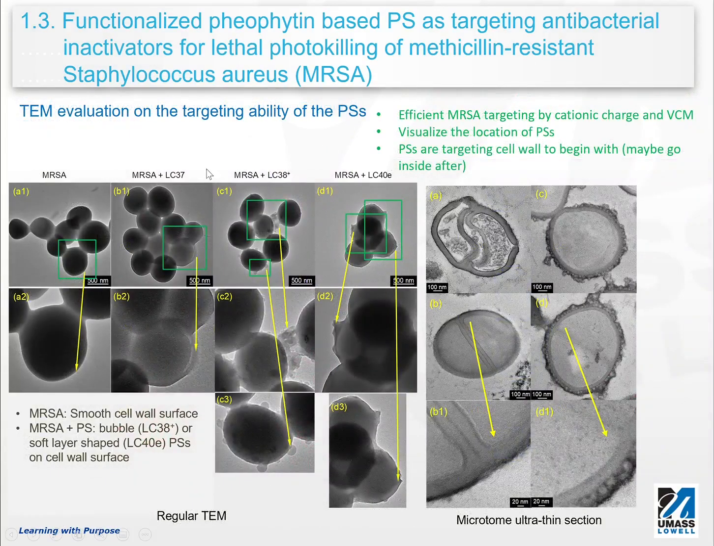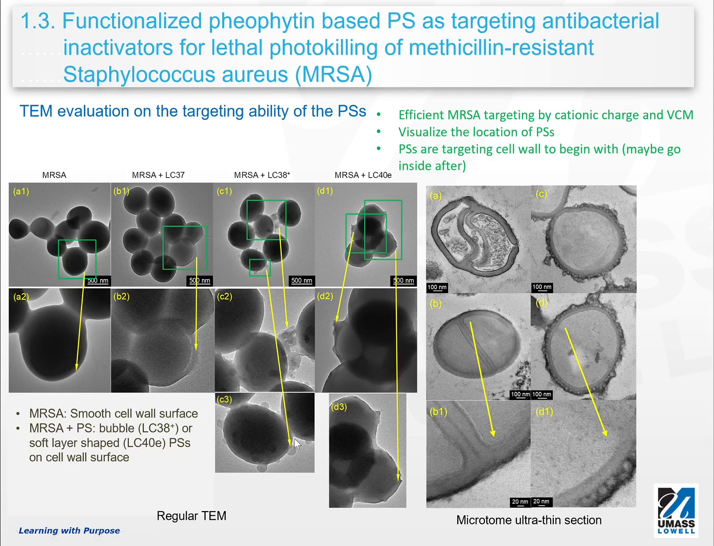And the last thing we did is we tried to locate exactly where our drug is. So we used TEM to evaluate the targeting ability of our photosensitizers. On the TEM image for the MRSA cell, you can see they have a very smooth surface. There is nothing around the surface of the cell. However, with the existence of our drug, especially for LC38 and LC40E, we did observe our drug attached on the surface of the MRSA cell.